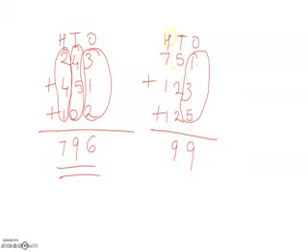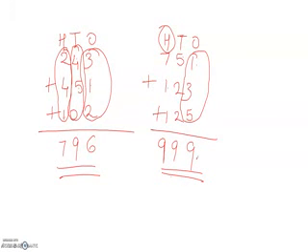Now we have hundreds place 7 plus 1 plus 1. That is again 9 hundreds. So in the hundreds place 9. So the answer is 999.